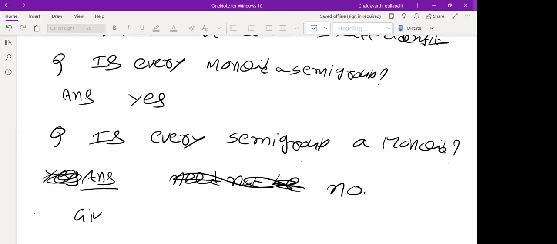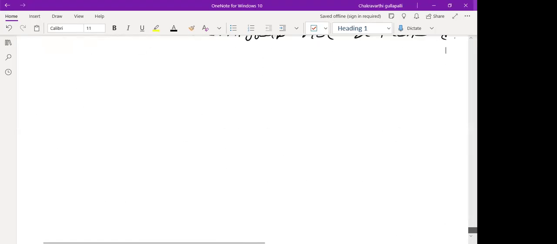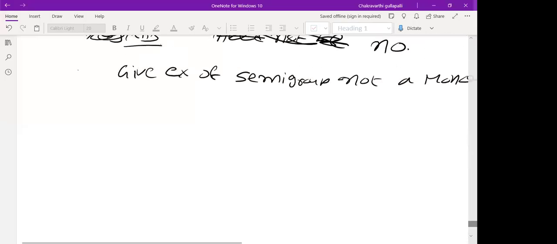So give an example of a semigroup which is not a monoid, because you said no. Not a monoid means identity should not exist. Closure and associative should be satisfied, but identity should not exist. So as somebody said, N comma plus. Can you give another example? So the example is N comma plus.